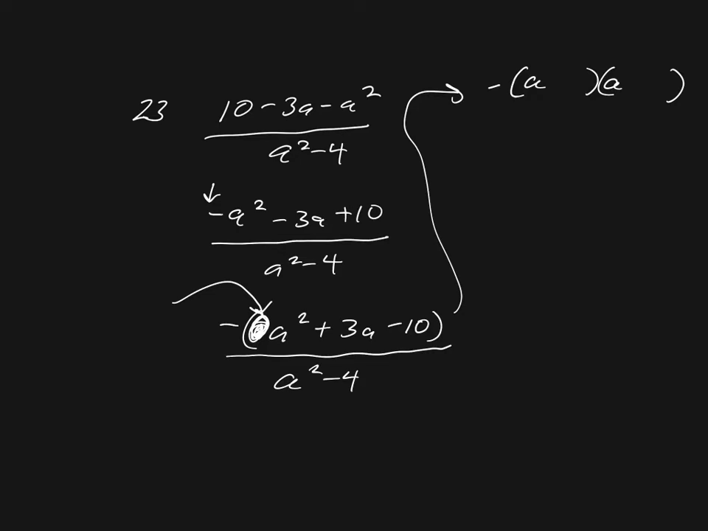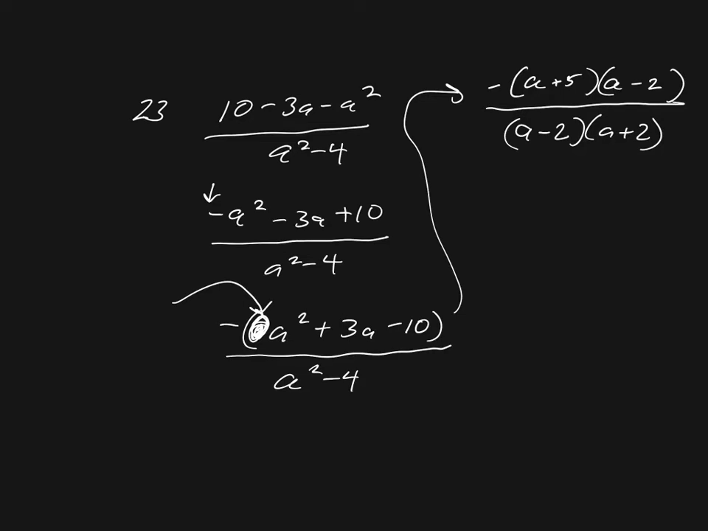A plus 5 and a minus 2. So it's a plus 5 and a minus 2, and then this is going to be over a minus 4, which factors as a minus 2 times a plus 2. Do any of these factors cancel? Before I do that, now that it's factored, what do I need to do? I need to cite the restrictions, correct?